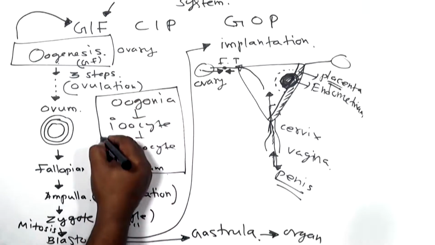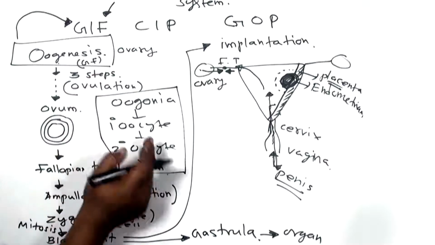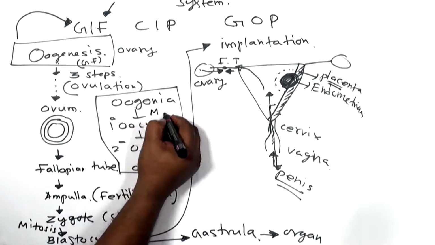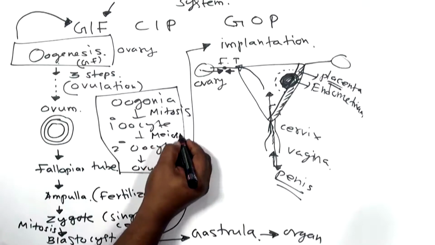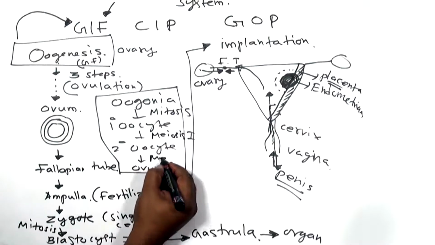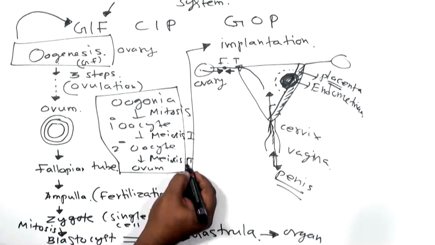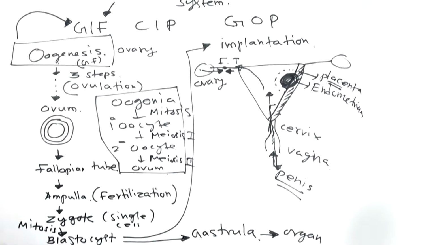I gave you the idea that it will take place in 3 steps. The first one is mitosis, the second one is meiosis 1, and the third one is meiosis 2. So finally it will be released as an ovum. Once it is released as an ovum, it will have 3 layers. I already told you: corona radiata, zona pellucida and vitelline membrane are the different layers.